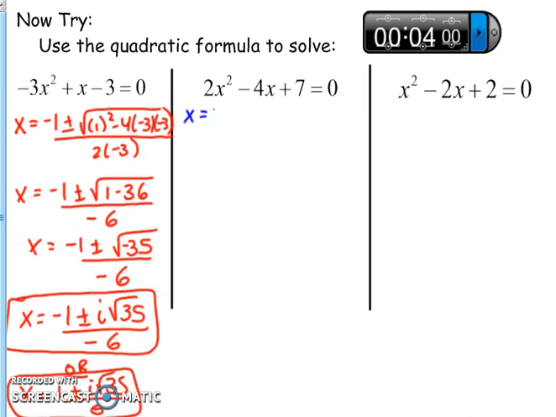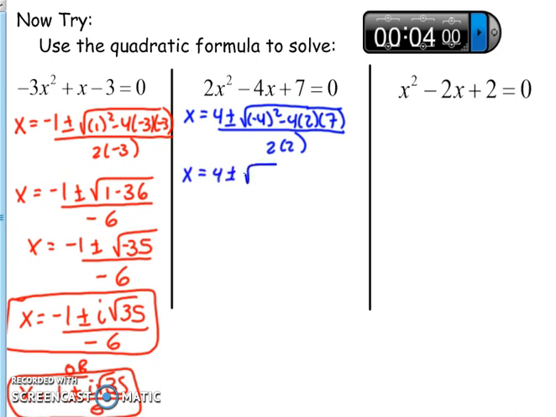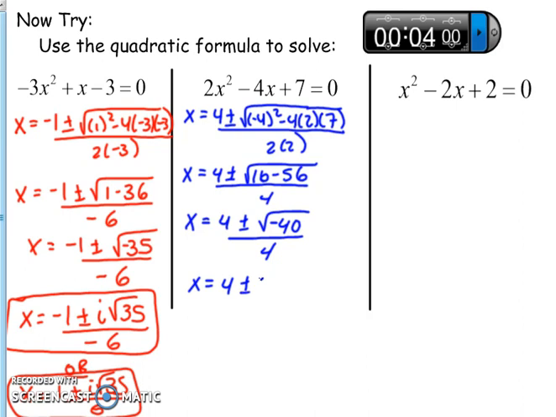let's fill this out. 4 plus or minus the square root of negative 4 squared minus 4 times 2 times 7, all over 2 times 2. When I do this, I'm going to end up with 16 minus 56 on the inside over 4. So this is going to give me a negative 40. Since I can break down the 40, I can break 40 down into 2 times 10, and then 10 is 2 times 5. So I have a pair of 2's and a 5 left over. So I'm going to rewrite that first. So plus or minus 2i square root of 10 over 4.